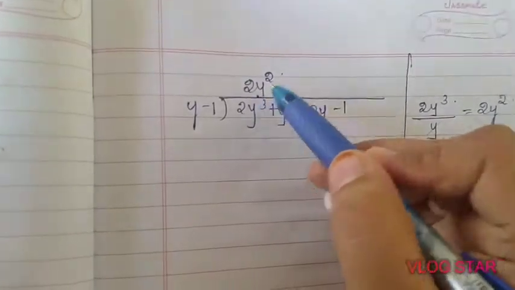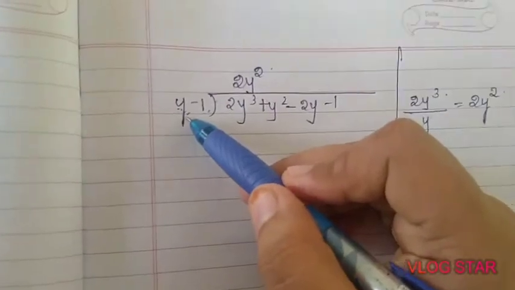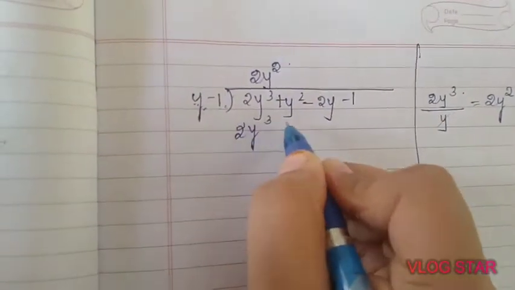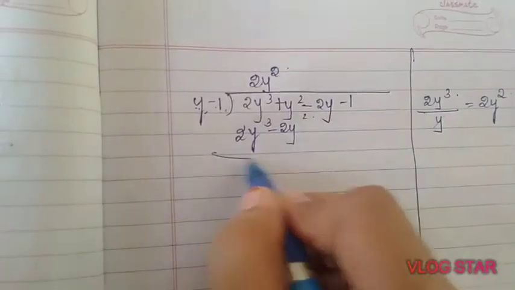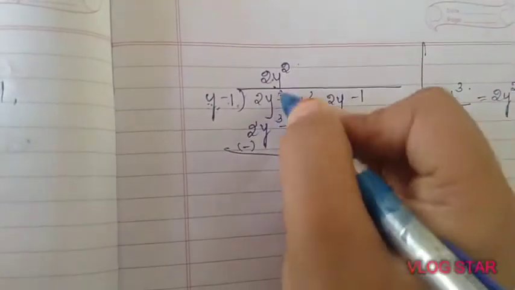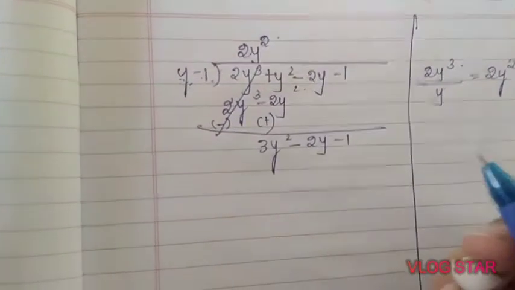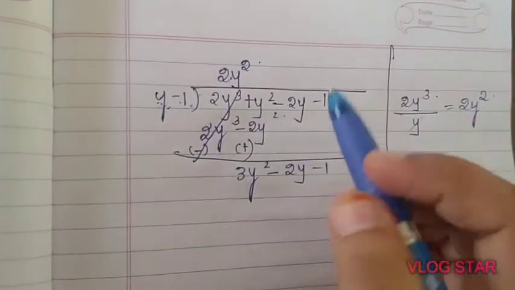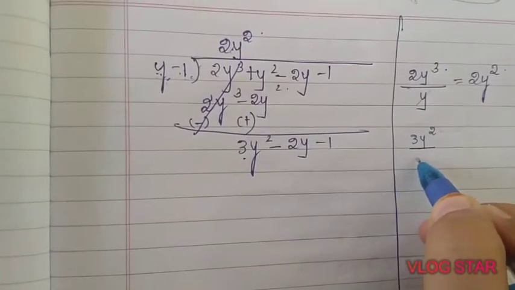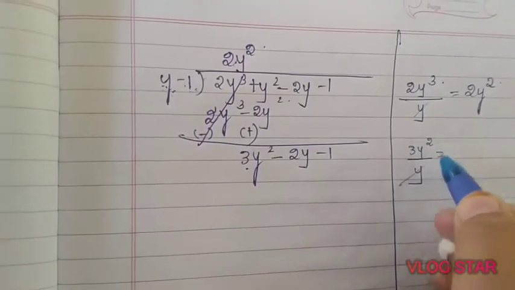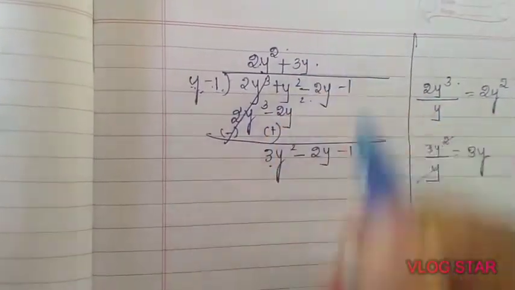Now you have to multiply this by the first and second term of the divisor. 2y square into y is 2y cube. 2y square into minus 1 is minus 2y square. Now change the sign. So here you can see 3y square minus 2y minus 1. Now again consider this as the first term of the dividend, and the first term of the divisor is y. y will get cancelled. What is remaining? 3y. So this is your second term of the quotient.